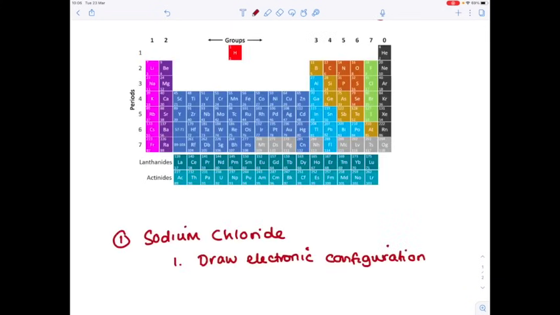In our first example, we're going to do an ionic bonding diagram of sodium chloride. Now, the first thing you want to do is draw the electronic configuration for both elements. So let's start with sodium, which is over here. Now, 11 is the atomic number of sodium, which is also the same as the proton number and the electron number. So we know we need to draw an electronic configuration that contains 11 electrons.